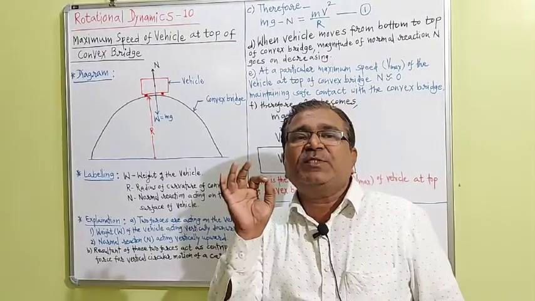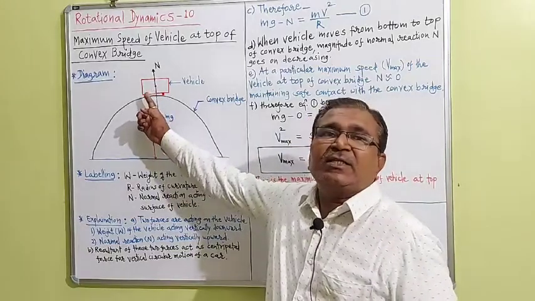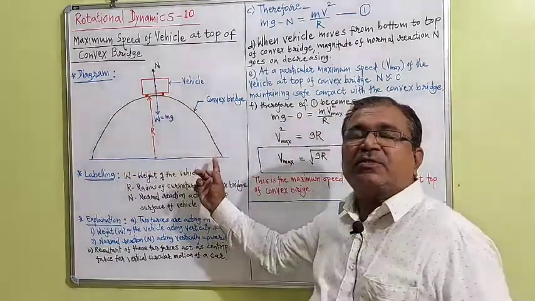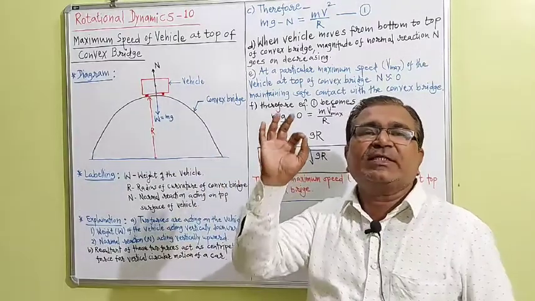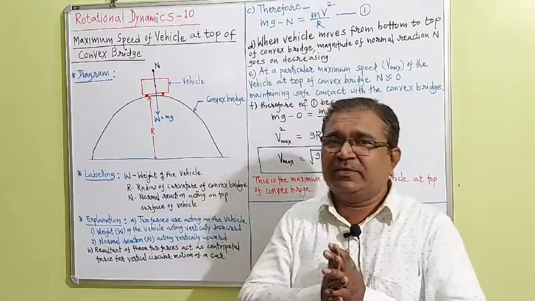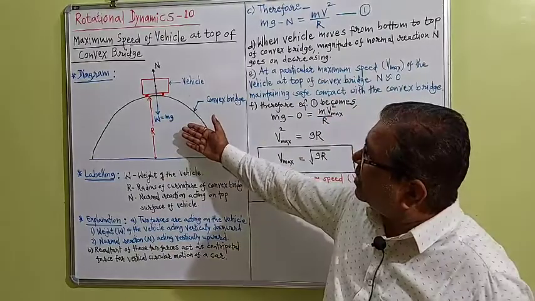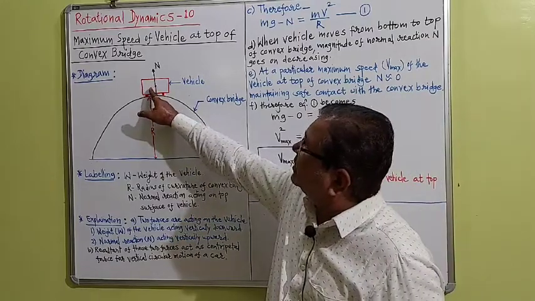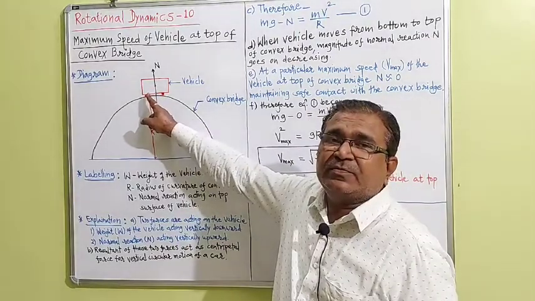What is the maximum speed at the top so that the vehicle can be safely driven over the top of the convex bridge? That is the formula we want to calculate. See here, I have drawn a diagram. In this diagram, the vehicle is initially at the top.